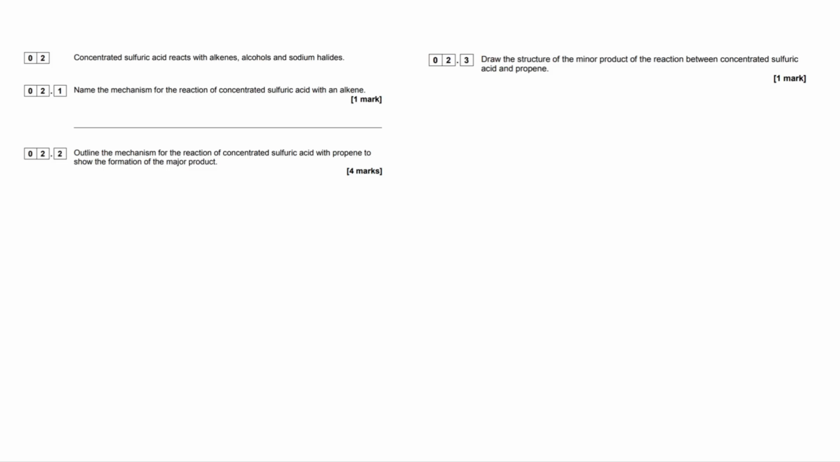Okay guys, so in this video, I'm going to be looking at a set of questions from an AQA A-Level Chemistry past paper on alkenes, okay? So we've got some isomerism going on, some mechanisms, so let's jump straight into this, okay?